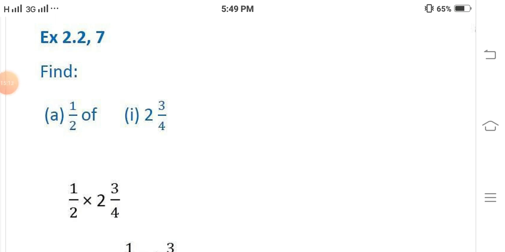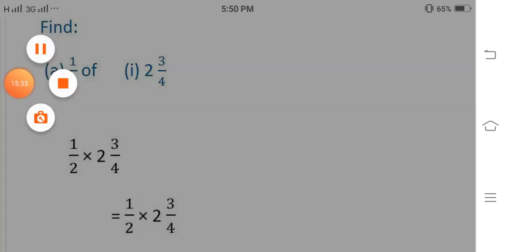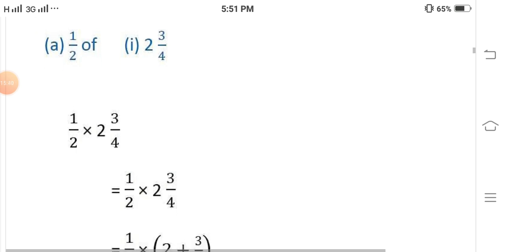Now students, question number 7, find a part 1 by 2 of 2 3 by 4. Again it is same. First of all we have to solve the mixed fraction, and of means multiply, then we will multiply 1 by 2 with the answer of the mixed fraction. For this we need to solve the mixed fraction. 1 by 2 multiplied by 2, 3 upon 4.